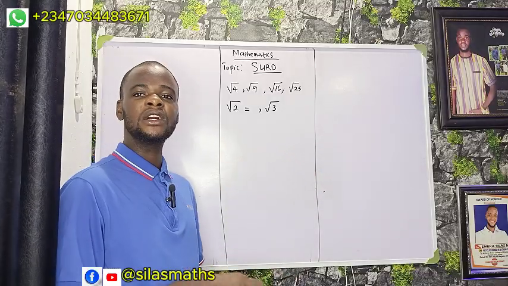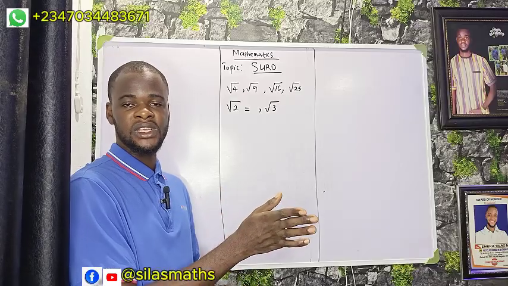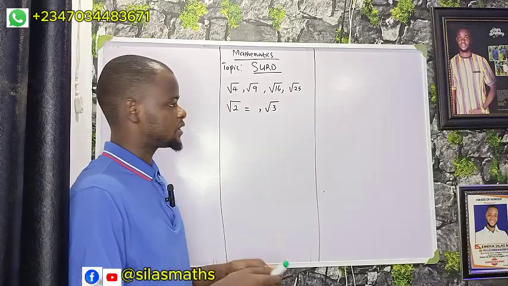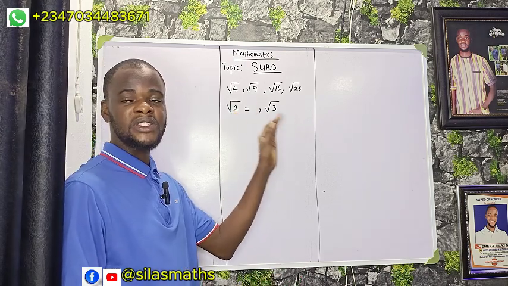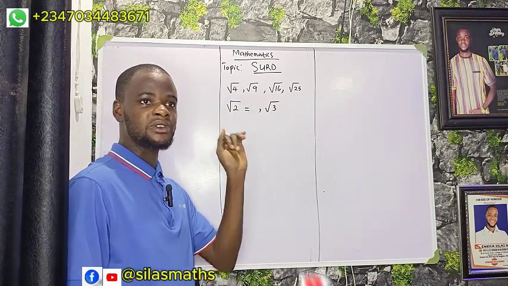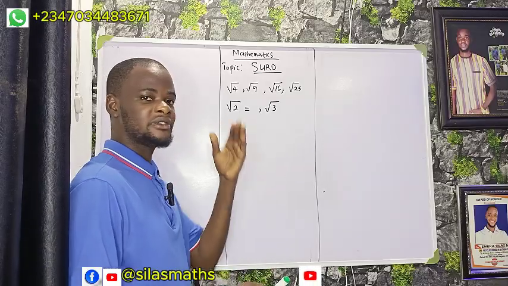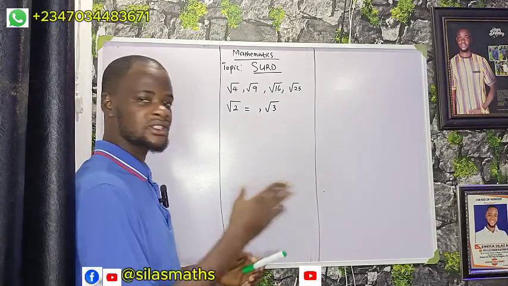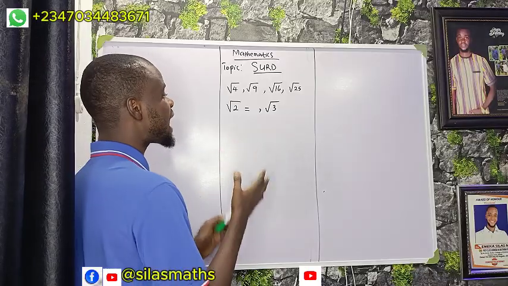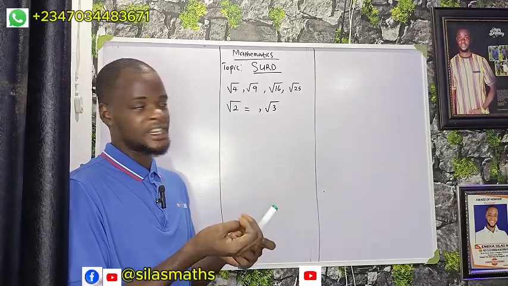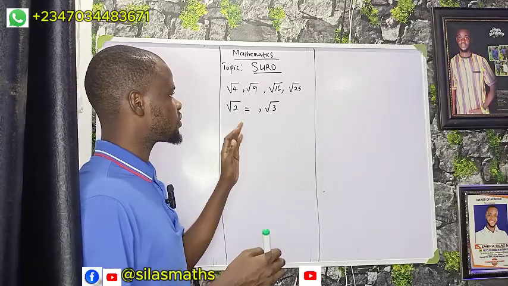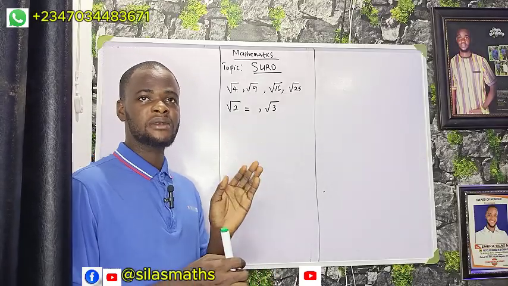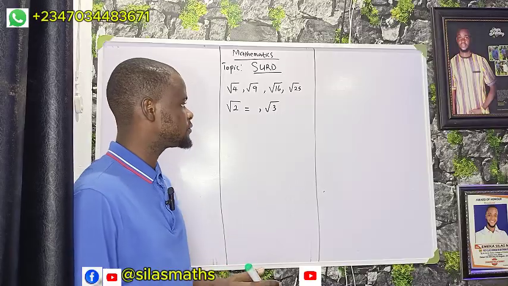So any number whose square root cannot be found exactly is called a surd. We can call them surds, like square root of 2, square root of 3, square root of 5, square root of 6, square root of 7, square root of 8, square root of 10, square root of 11, and so on and so forth. All those are surds. So when I want to solve surd related problems, there are some basic rules we have to consider.